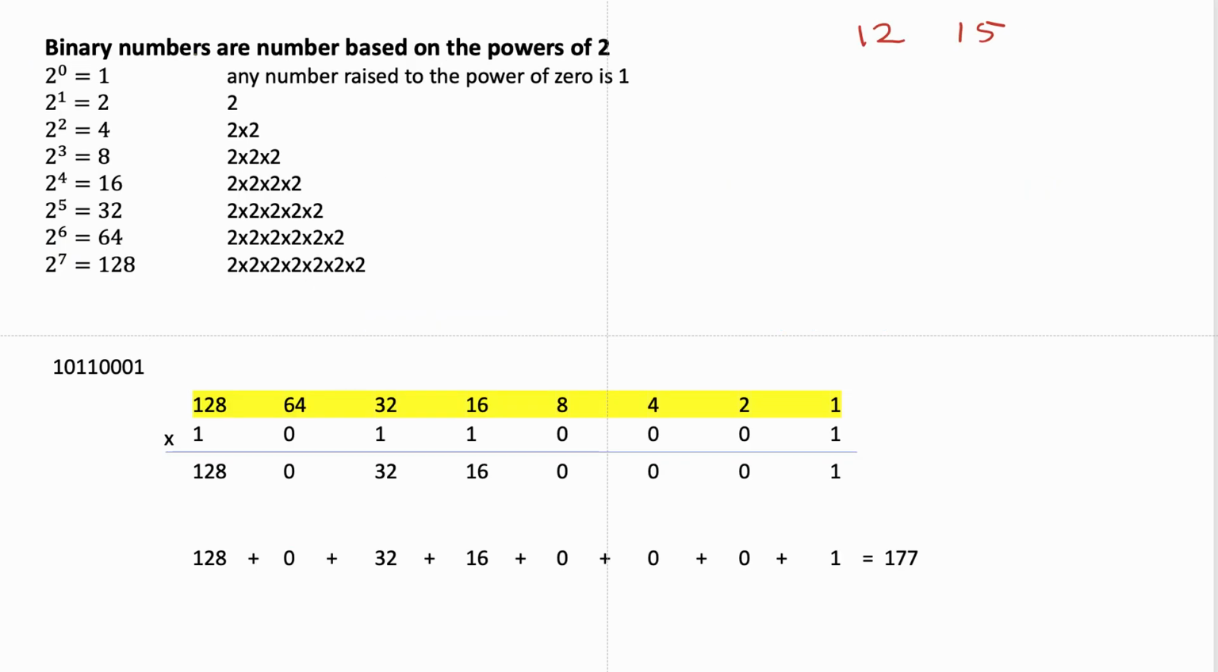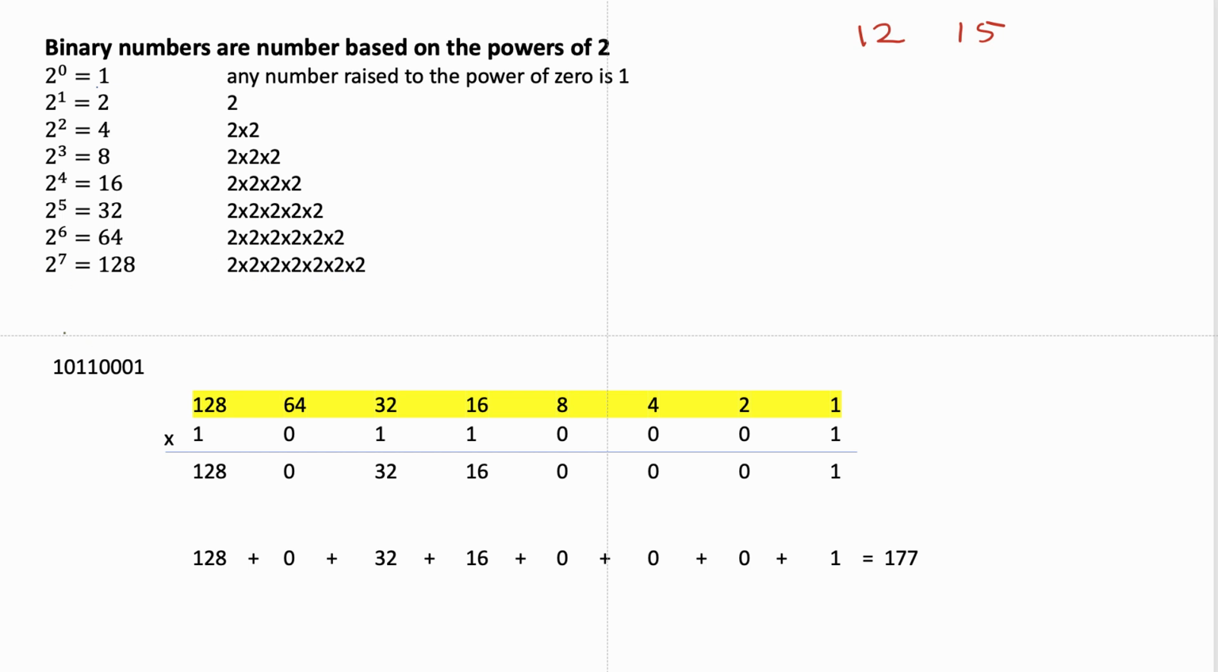And binary numbers are base 2. And so we do have that same chart of 2 to the 0. Anything to the 0 power is 1. And 2 to the first power is 2. 2 to the 2 is 4. And it basically just doubles at that point: 8, 16, 32, 64, 128. That's 2 to the 7, 7 twos.